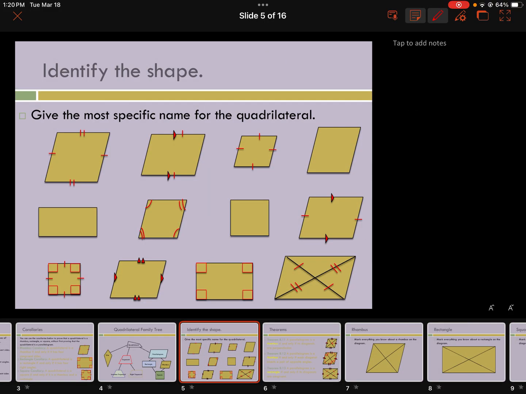This is section 8.4. This is the second part. We're going to identify the shape given the markings. So we're going to give the most specific name for the quadrilateral.